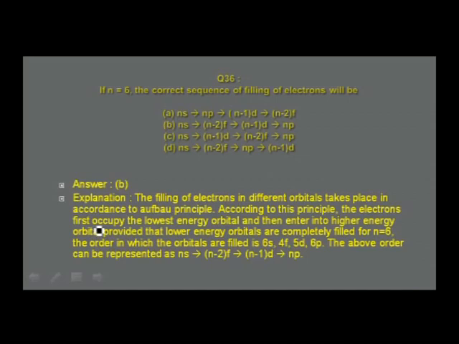Electrons enter into various orbitals in the increasing order of their energy levels, and this order is found to be ns, then n minus 2 f, then n minus 1 d, np, and these are the orbitals which are filled up in the sixth period when n is equal to 6. All that explanation is available. Go through that once again clearly.